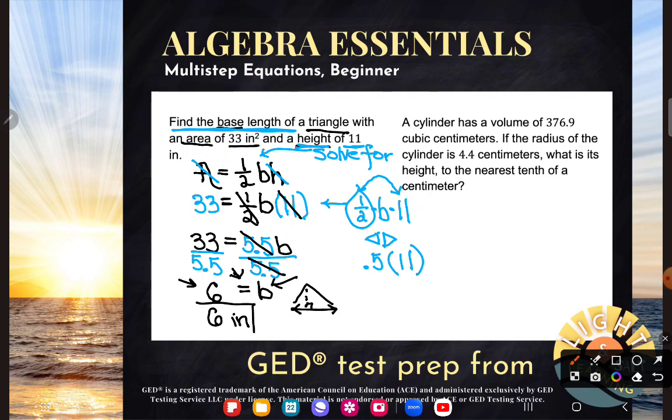All right, 6 inches. Now let's look at a little bit more of a complex example here. Get that sucker out of the way. So a cylinder has a volume of 376.9 cubic centimeters. If the radius of the cylinder is 4.4 centimeters, what is its height to the nearest tenth of a centimeter? All right, some clues here that I should be reaching for my formula sheet right now.